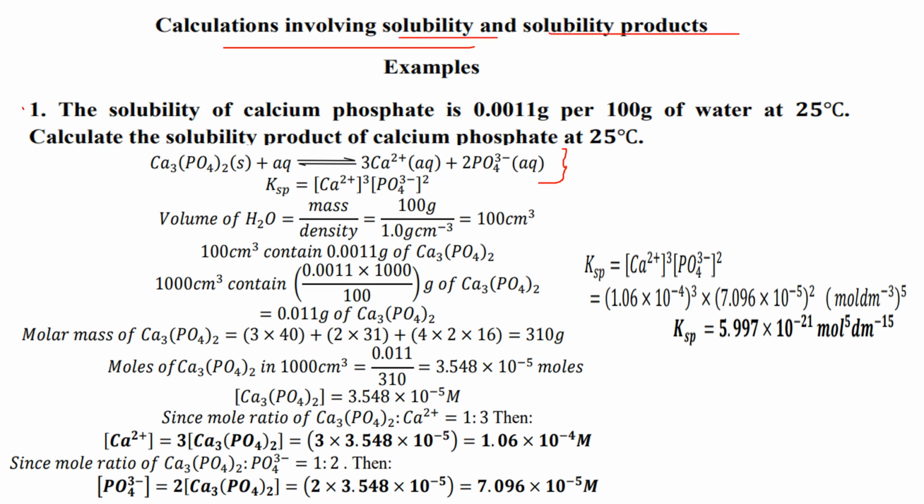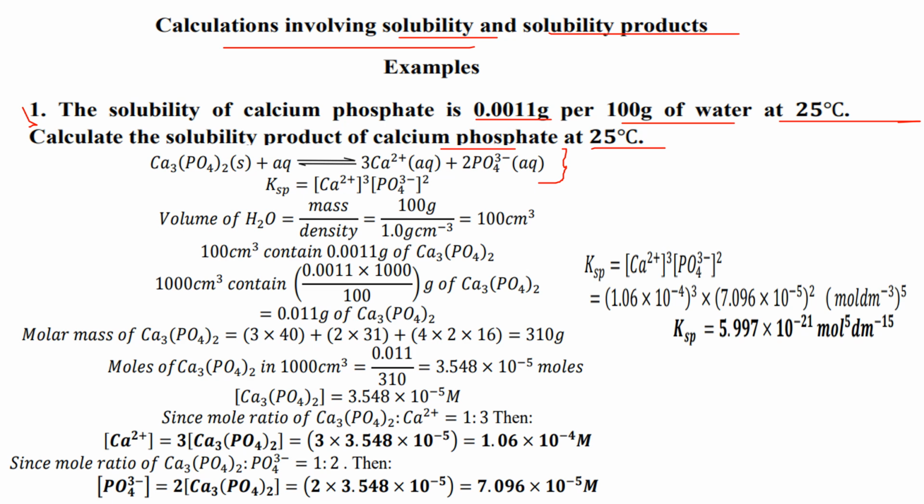So looking at number 1, we are going to start with the solubility of calcium phosphate to be 0.0011 gram, and this is per 100 grams of water at room temperature. You are prompted to calculate the solubility product of calcium phosphate, which is also at room temperature.